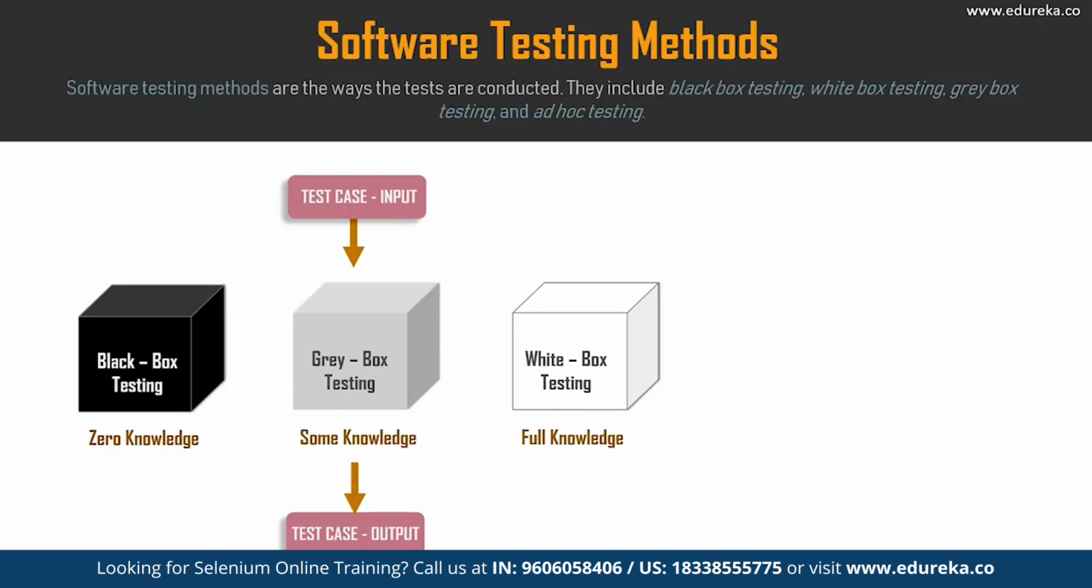Well, obviously, there's a combination of both black box and white box testing. That's what we call gray box testing. It involves testing of both the functional and structural parts of the application. So using this method, an experienced tester has partial knowledge of the internal application structure. And based on this knowledge, he can design test cases while still pursuing the black box perspective.